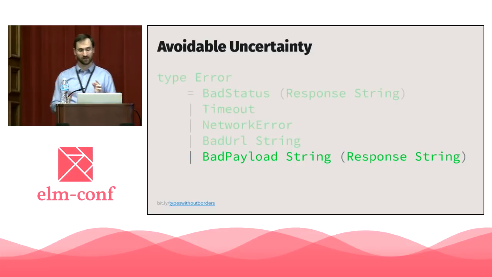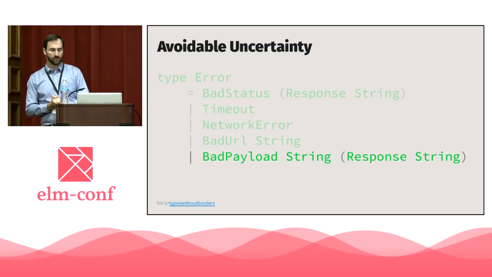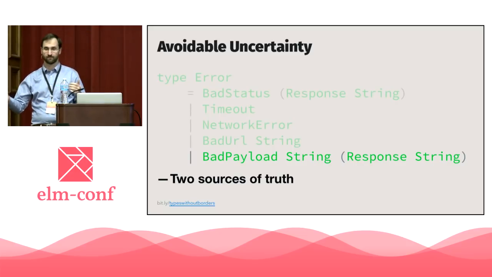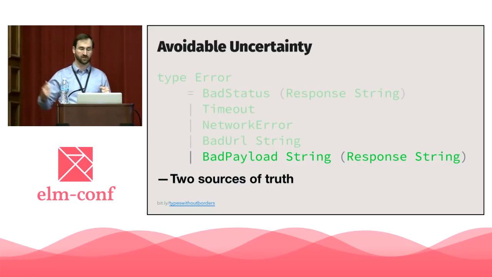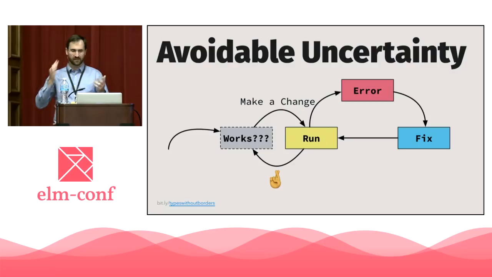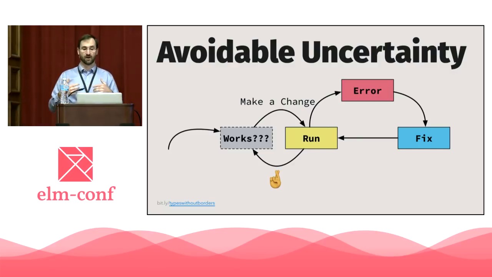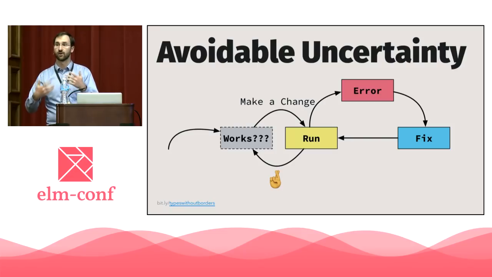What I'm really interested to talk about is this bad payload error that we saw earlier when we ran our JSON decoder. Again, we had these assumptions about the response that we're getting back from our server. So in a way, we had two sources of truth: what we're actually getting back from the server and what our JSON decoder expects to get back from the server. This is kind of what it feels like to me when I'm working with an Elm application that has some avoidable uncertainty, like decoding JSON.